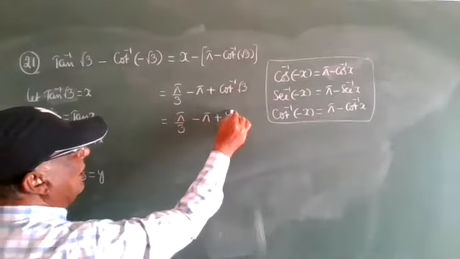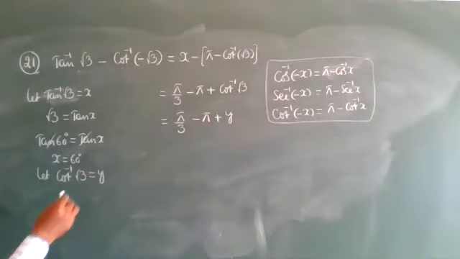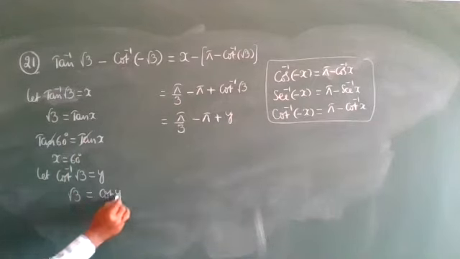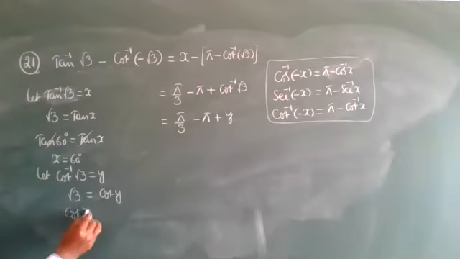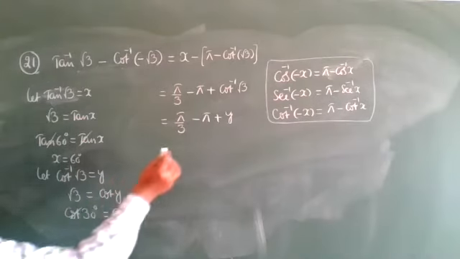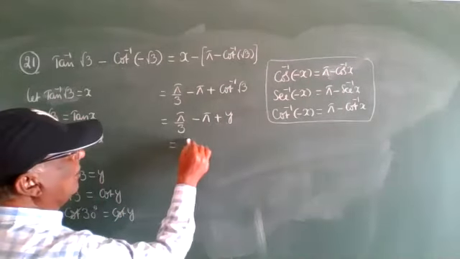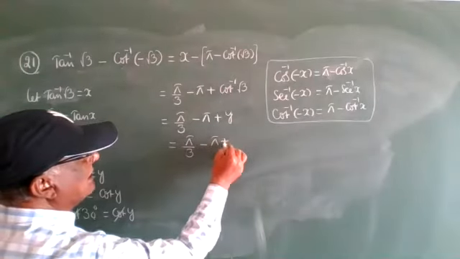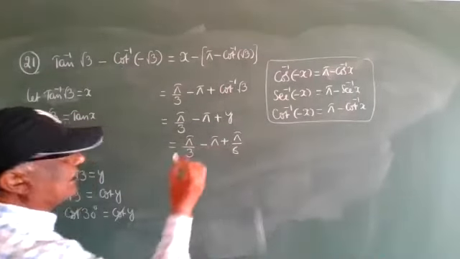This is, let it be y. What is the y value? So root 3 is equal to cot y. So cot 30 degrees is equal to cot y. Root 3 is cot 30, cot cancels, 30 degrees. So therefore pi by 3 is 60 degrees, pi plus 30 degrees is pi by 6.